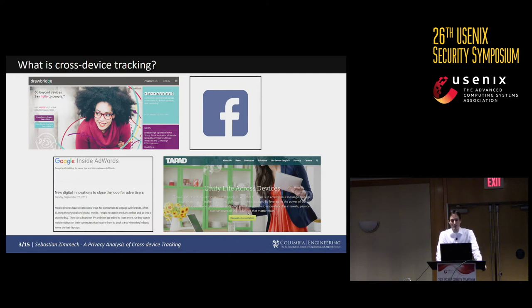And Google also recently, about a year ago, had a blog post where they said, okay, we closed the loop, and now it's possible to see offline purchases, but also the view of a person across devices. And so this is a space where you have very specialized ad networks, but also the usual big internet companies.